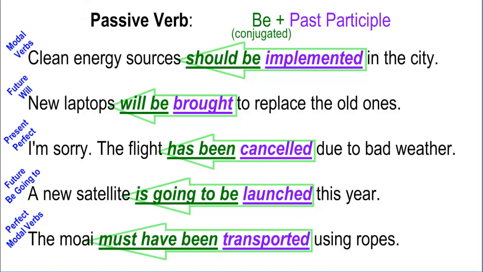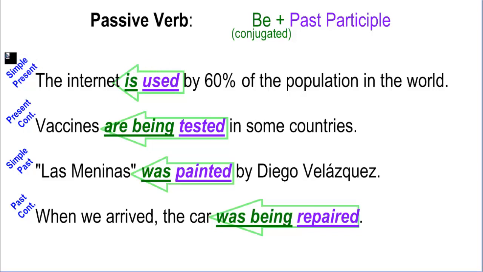In all of these cases, we are using the verb to be and the past participle. Now, as you probably can see, the verb to be is essentially the tense. So check the verb to be if you want to know if that sentence is in present or in past continuous, etc. The tense is going to be dictated by the form of the verb to be. In this case, is used, that's simple present. Are being tested, that's present continuous. Was, that's simple past, etc.